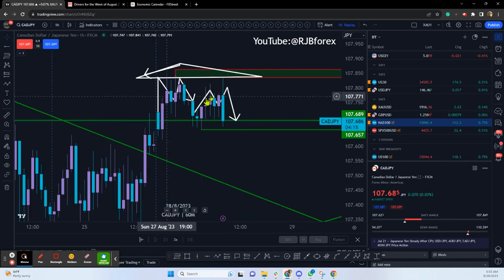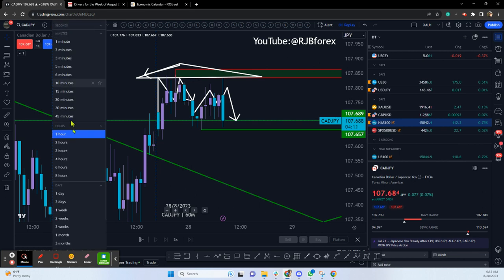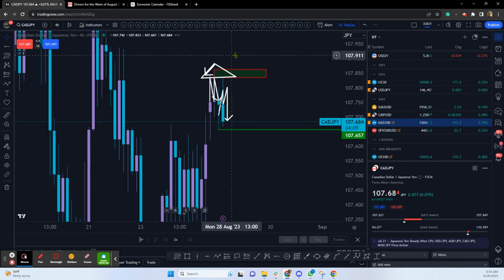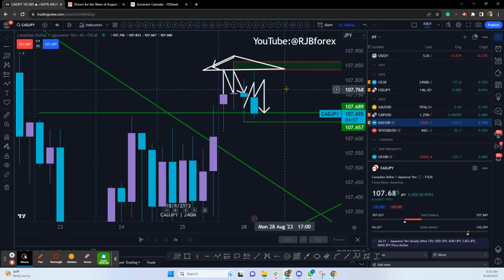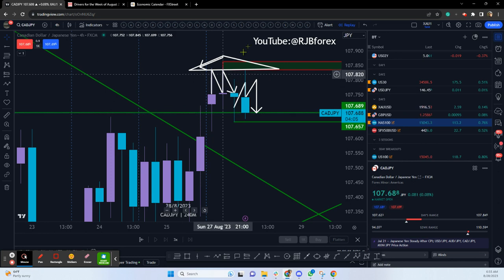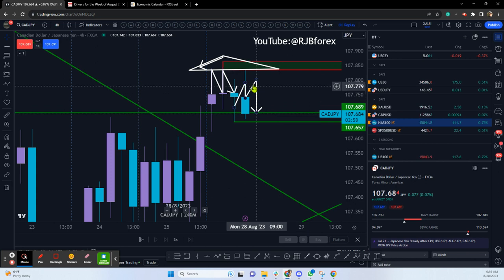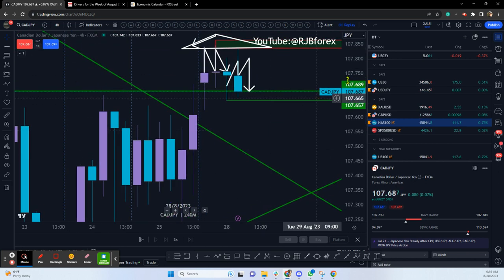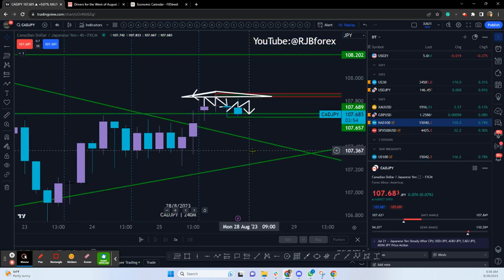Yeah, double top pretty much in terms of, well, on the 4-hour chart. 1, 2, double top up top there. Right, lower lows, lower highs, sorry. Room to drop. Right, so that's my outlook for CAD yen.